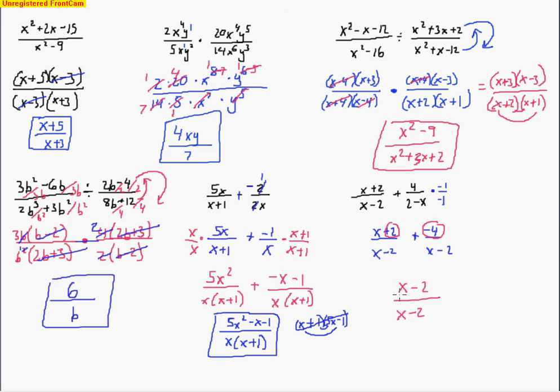Well, at this stage, here's where you can cancel. X minus 2 over x minus 2, they cancel out and just make 1. So 1 is the answer in this case.